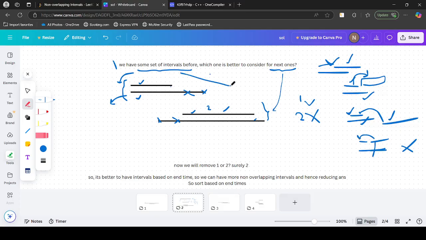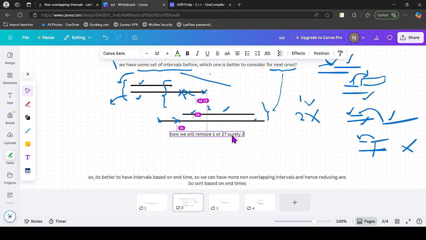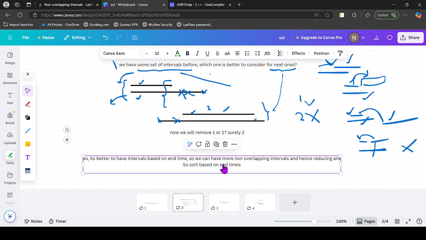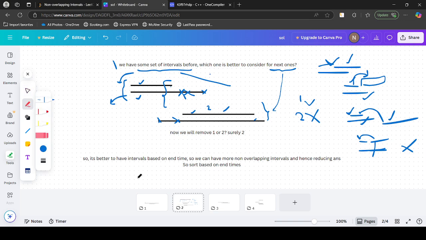So if we have some intervals and they are overlapping, then we have to remove the interval with the larger endpoint because it reduces the scope for future pairing. So now we will remove one or two, so surely two, as we discussed. From this we can come to an understanding that it is better to consider intervals based on end time, so we can have more non-overlapping intervals and hence reduce the answer. If we have intervals sorted according to endpoint, the first one will have the lower endpoint. So obviously we will keep the first one in the scope and we will remove the second one from our answer.